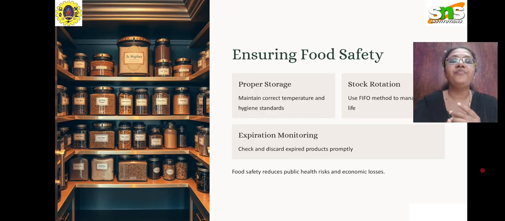The role of food safety, and why we have to ensure it, is mainly that it will reduce health risk, and also economically we can reduce the losses.